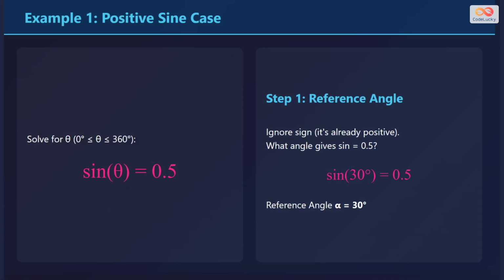Let's try an example. Solve sine of theta equals 0.5. Since the number is 0.5, we look for our reference angle. We know that sine of 30 degrees is 0.5, so our reference angle alpha is 30 degrees.